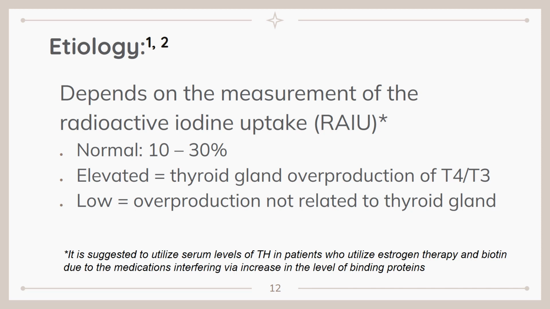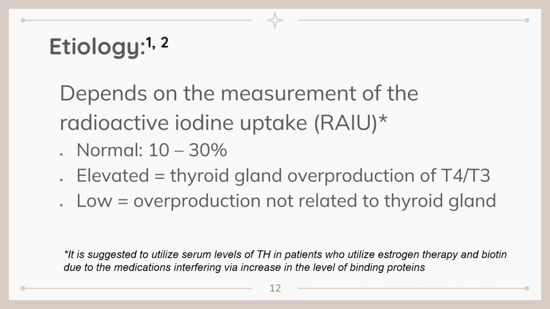In order to understand why this happens, we also want to take a look into other lab measurements. So depending on the measurement of the radioactive iodine uptake, it depends on what type of hyperthyroidism a patient may have. So if a lot of radioactive iodine is taken up by the body, it explains how the thyroid gland may be overproducing.